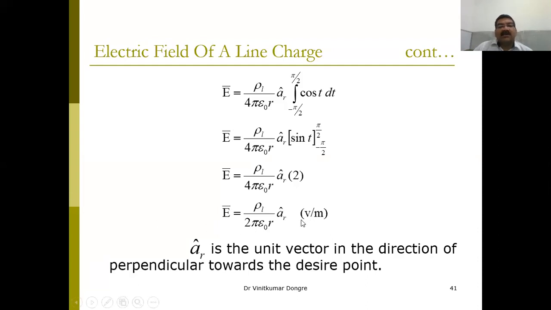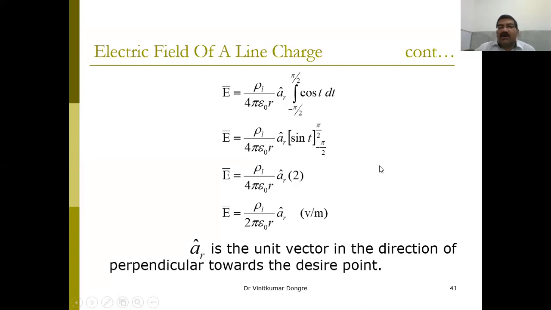And the unit of electric field intensity remains the same, volt per meter. Okay. Now what is this ar? ar is the unit vector in the direction perpendicular towards the desired point. Now a line is there, and from the line a particular point is there.